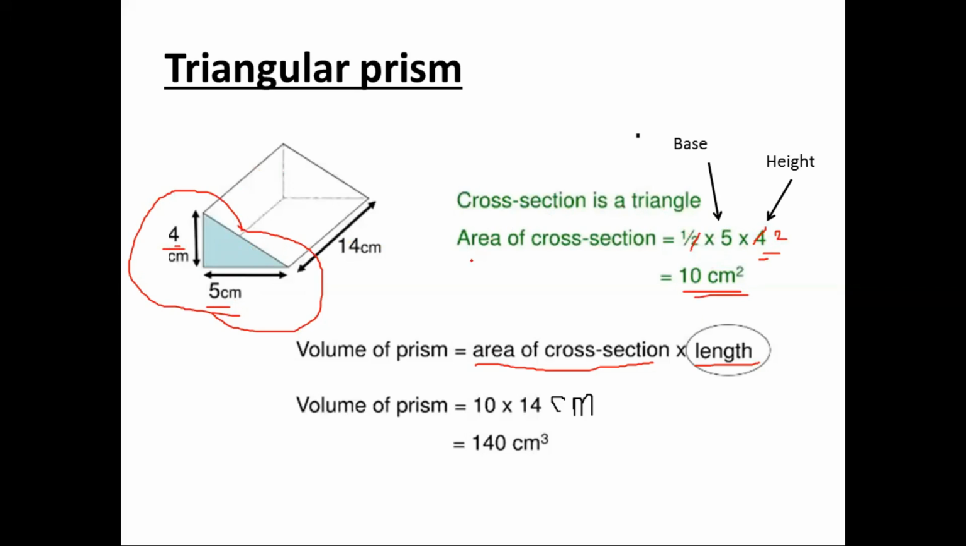So after we get the area of the cross section, we apply that into volume formula of the triangle prism, and then after we multiply with the length, that is given as 14 centimeter. So when we multiply them, we get 140 cubic centimeter. That is a volume for a triangular prism.